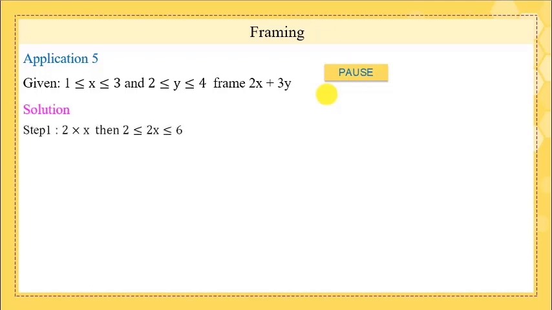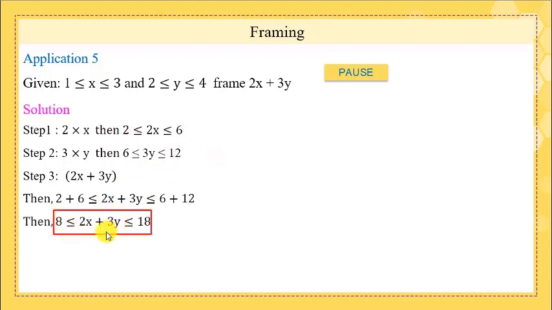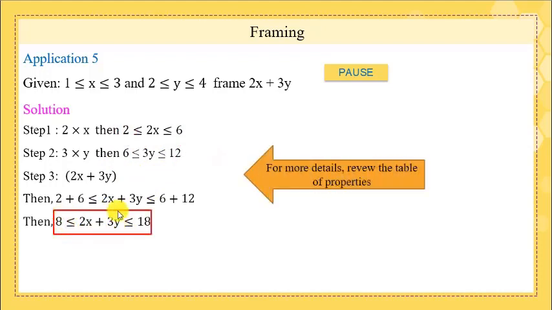Okay, first of all, we find 2x. We multiply x by 2 and we multiply the boundaries by 2. Also, we find similarly 3y. Step 3, we add the boundaries of 2x plus the boundaries of 3y to get the framing of 2x plus 3y. More details in textbook.